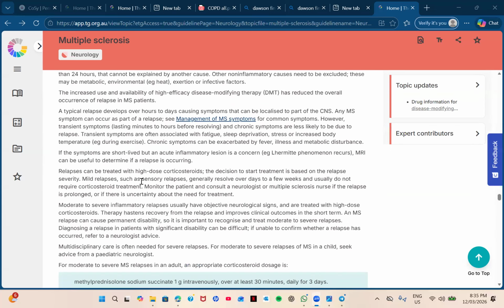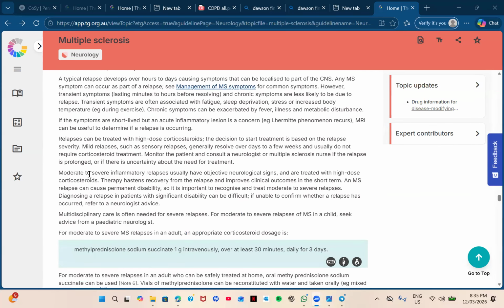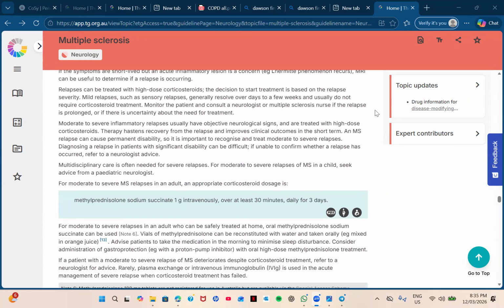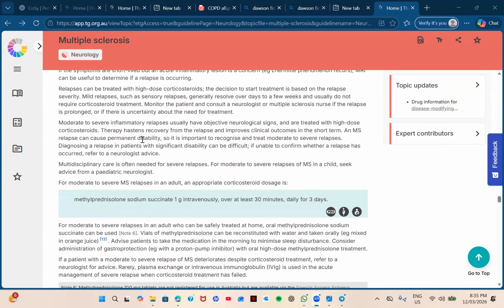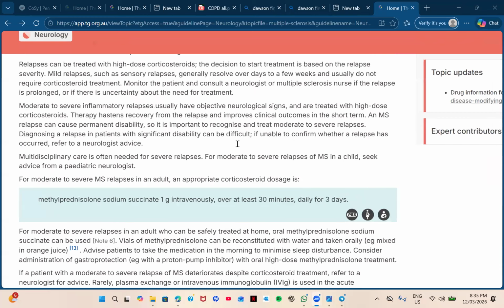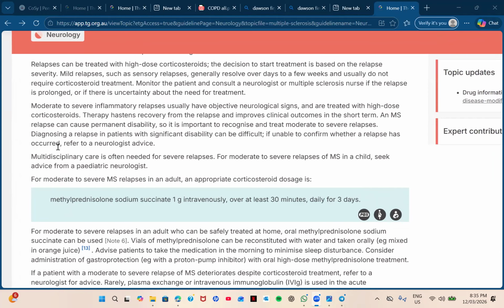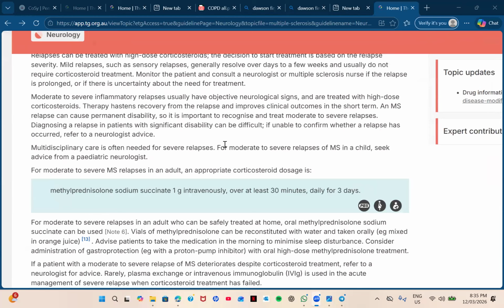So here, moderate to severe inflammatory relapses usually have objective neurological signs and are treated with high dose corticosteroid therapy, which helps recovery from the relapses and improves the clinical outcome in the short term. MS relapses can cause permanent disability, so it's important to recognize and treat moderate to severe relapses. Diagnosing relapses in patients with significant disability can be difficult; if unable to confirm whether a relapse has occurred, refer to the neurologist's advice.